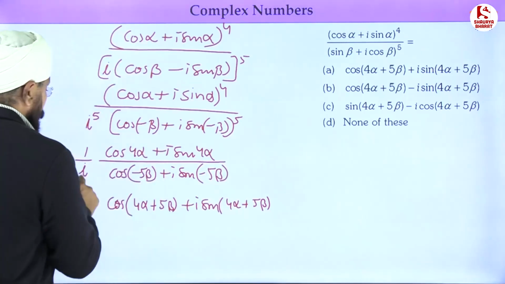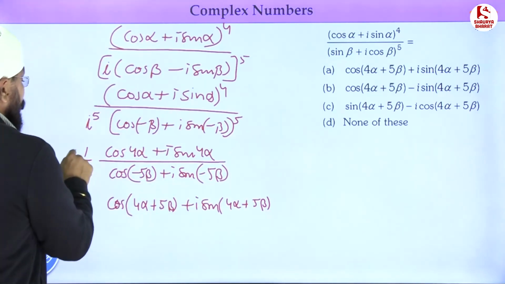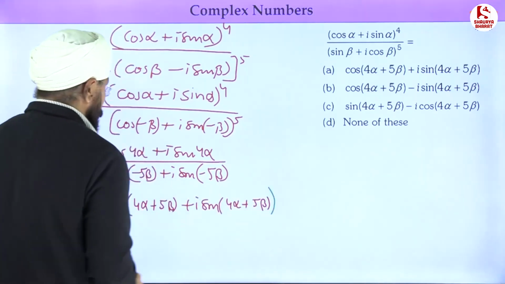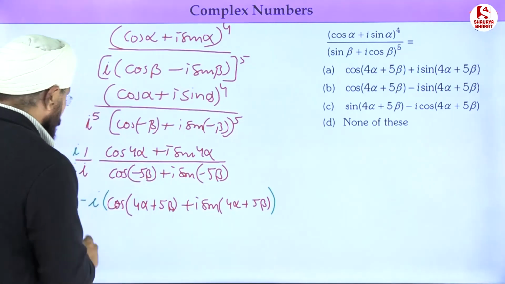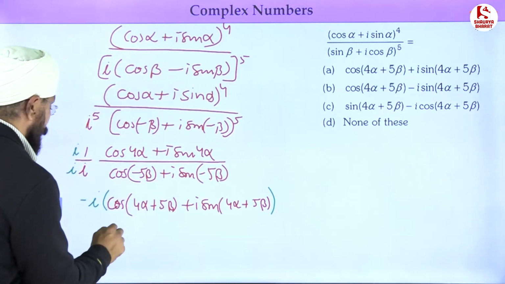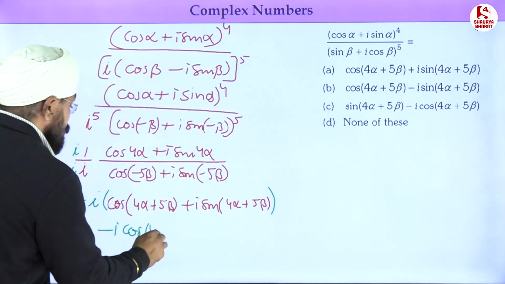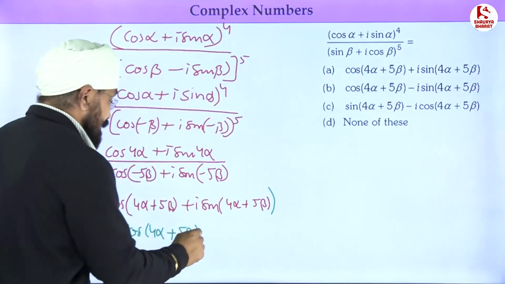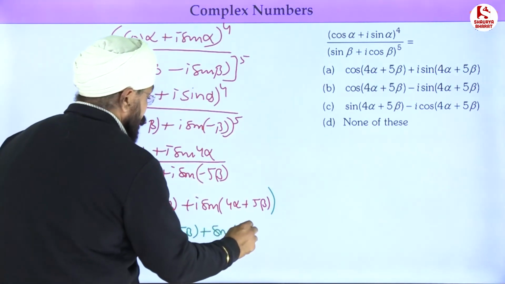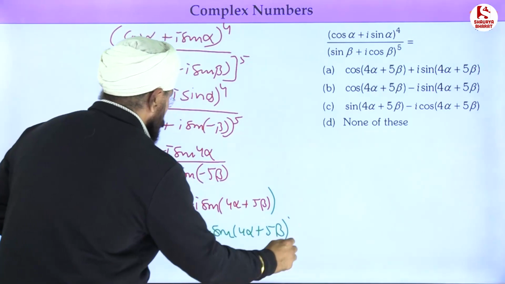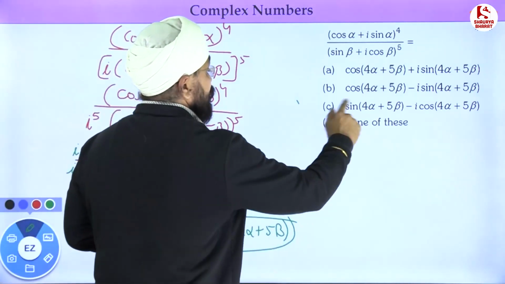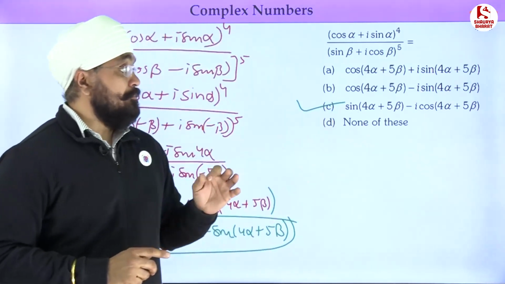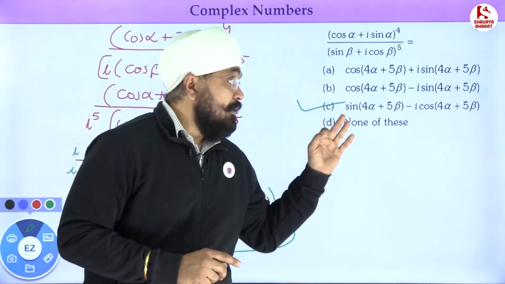Now this can be simplified again by multiplying iota in the numerator and denominator. This becomes iota with a minus sign. So when you multiply this part, when we shift this minus inside, we will have minus iota cos of 4 alpha plus 5 beta. This iota is minus and minus becoming plus, so sine of 4 alpha plus 5 beta. So clearly the answer we are getting is option C, which is sine of 4 alpha plus 5 beta minus iota cos of 4 alpha plus 5 beta.